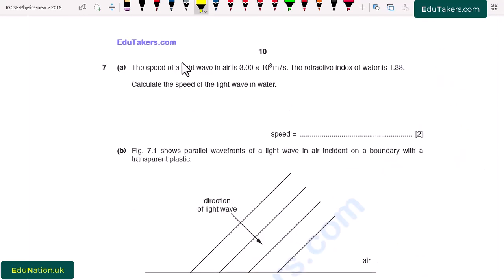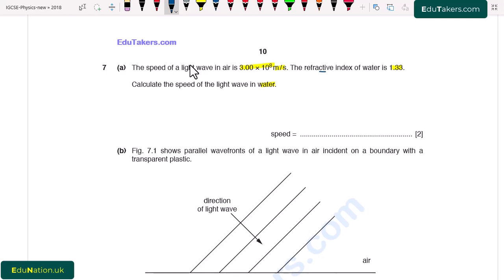Question number 7, part A. The speed of light wave in air is 3.00 × 10^8 meter per second. The refractive index of water is 1.33. Calculate the speed of light wave in water. Here the speed of light wave in air is given, and we have to find out the speed of light wave in any medium.